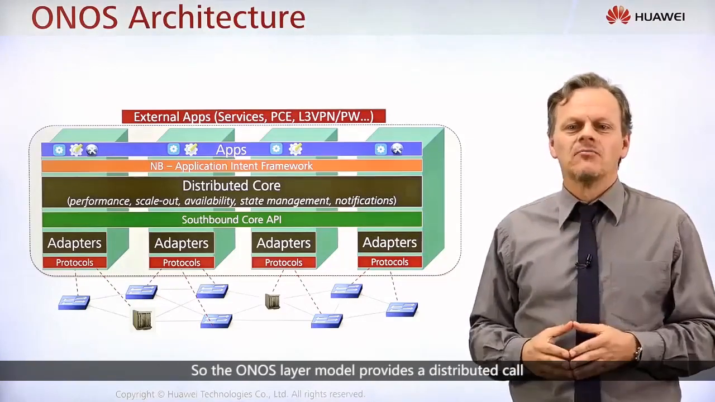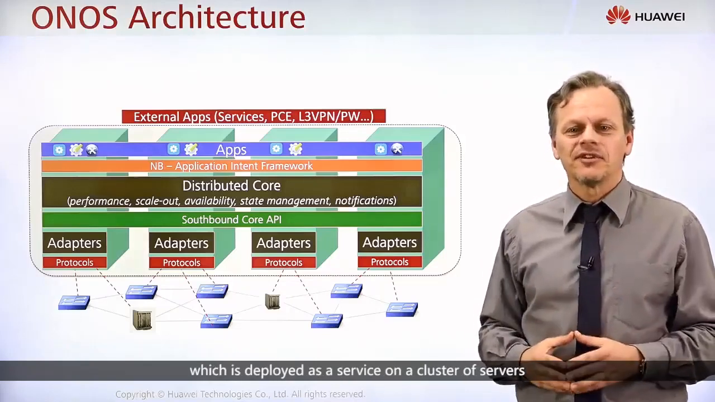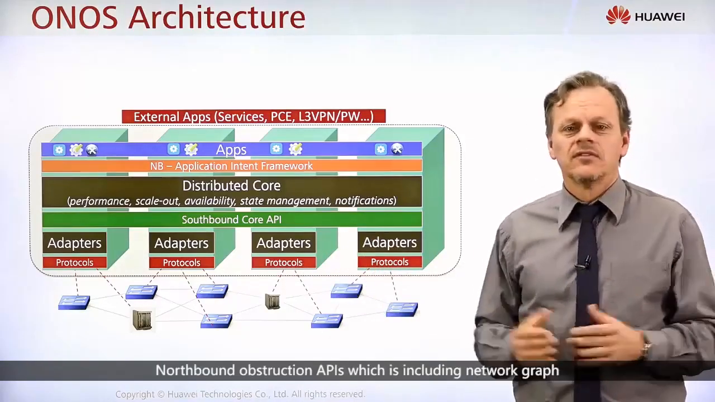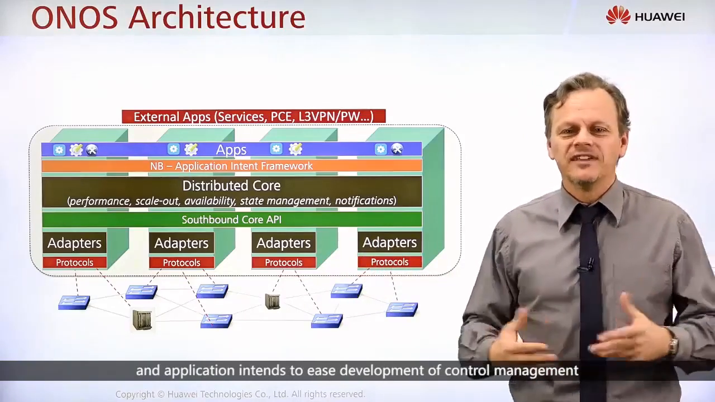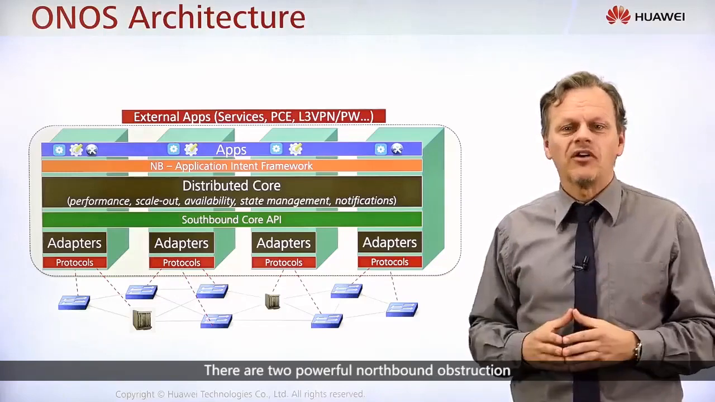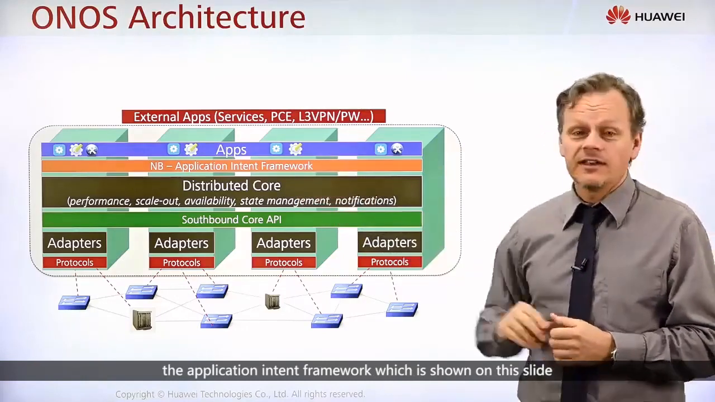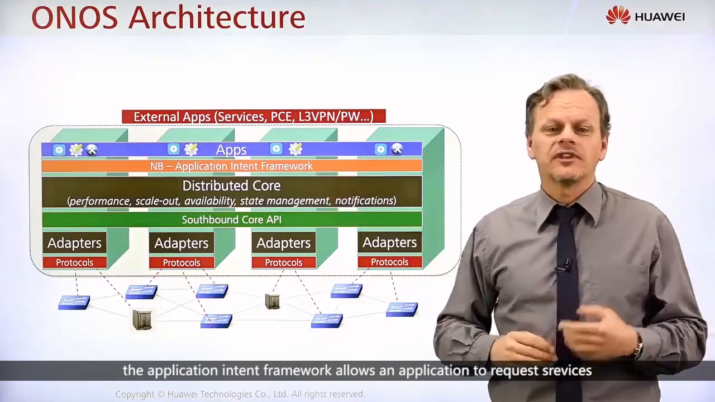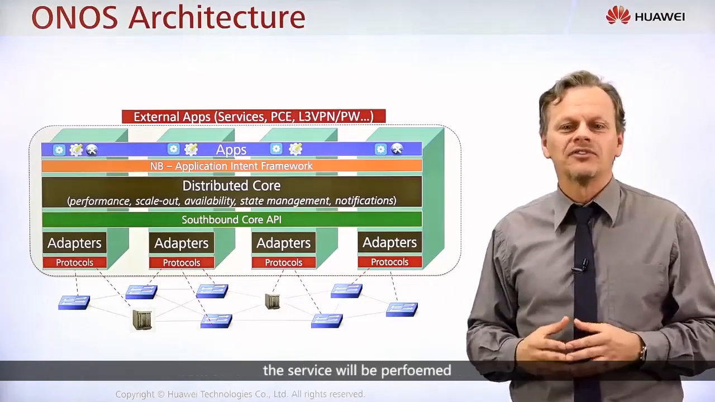So the ONOS layer model provides a distributed core which is deployed as a service on a cluster of servers, and the same ONOS software runs on each server. Northbound abstraction APIs include the network graph and application intents to ease development of control, management and configuration services. There are two powerful northbound abstractions: the application intent framework, which is shown on this slide, and the global network view. The application intent framework allows an application to request a service from the network without having to know details of how the service will be performed.